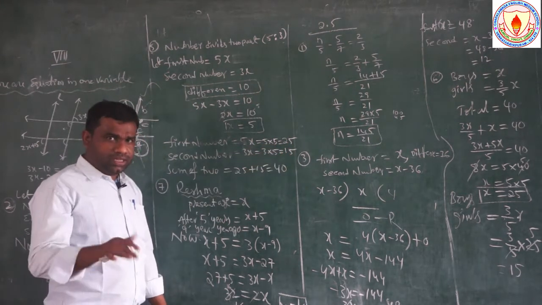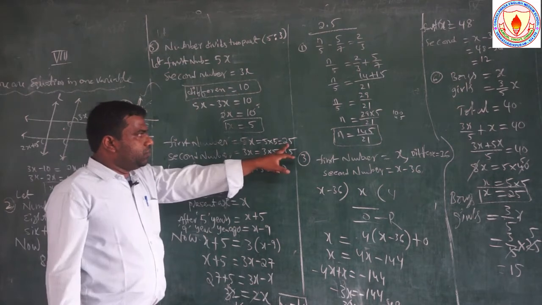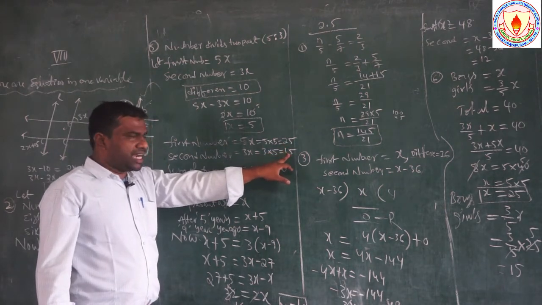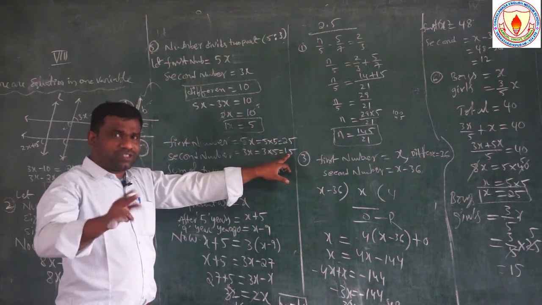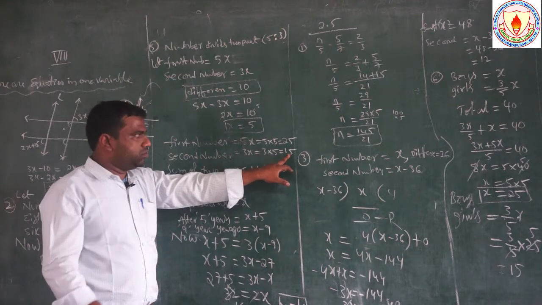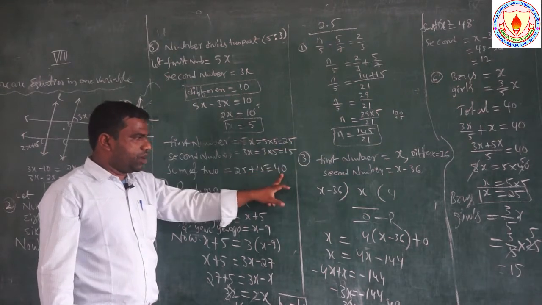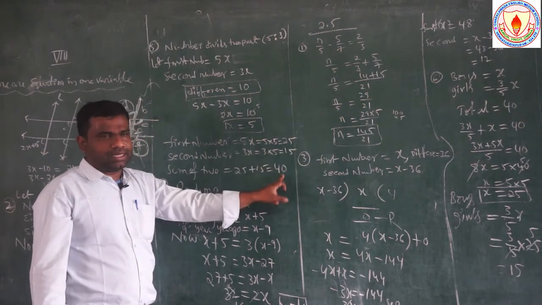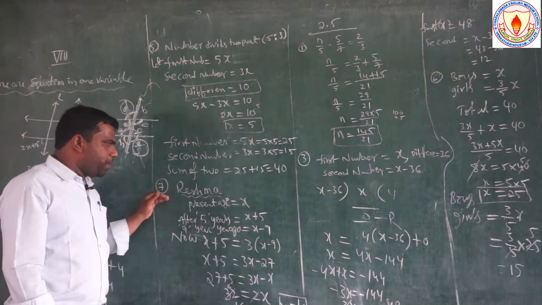Third question: the sum of these two numbers. First number 25, second number 15, the sum of both. So 15 plus 25, the answer is 40. Okay? Next, coming to the seventh problem.